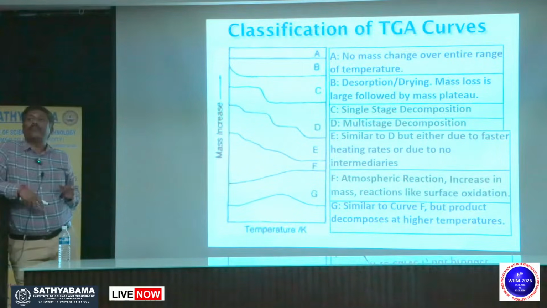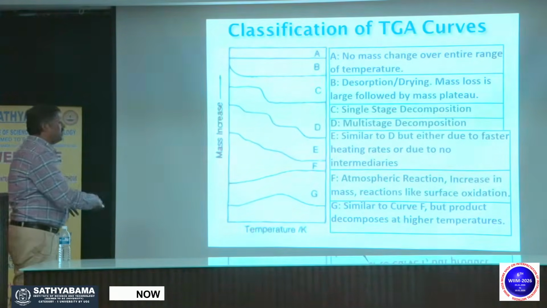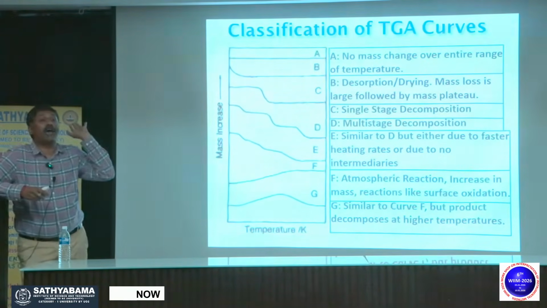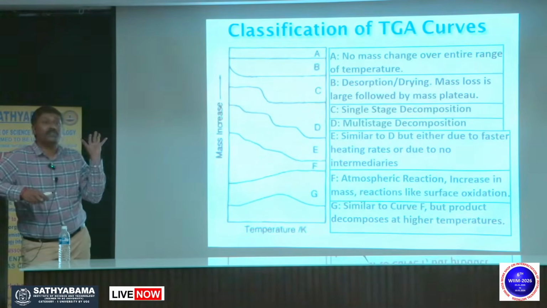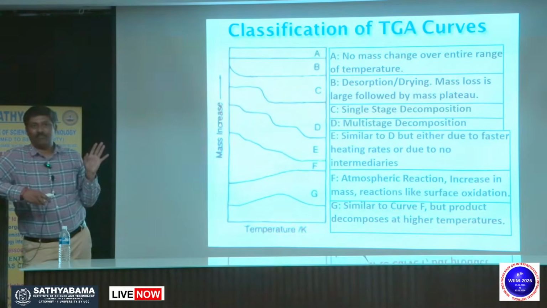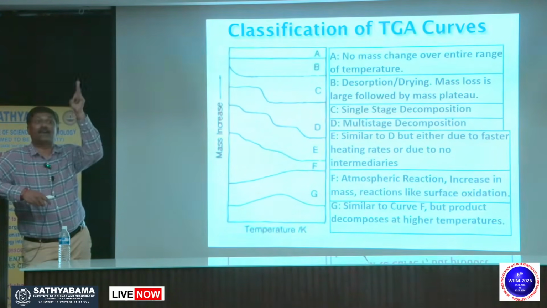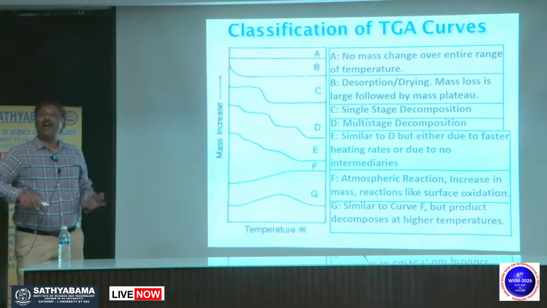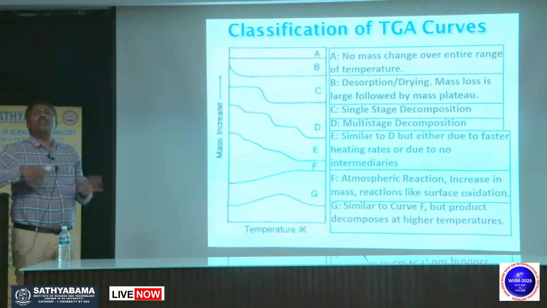understand? In the studied temperature range, sample is stable. No decomposition is happening in the studied temperature range. Sample is stable, sample is pure. How many seconds I told? Sample is stable, sample is pure in the studied temperature range. Now, don't see anything, only see B.